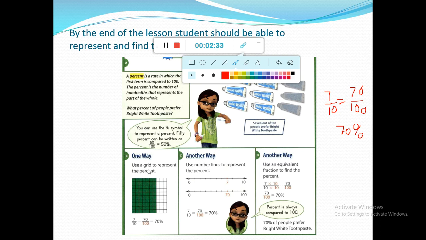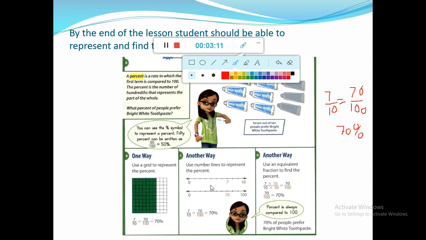The first way, we can use a grid to represent the percent. So they have shaded 7 parts out of 10. When we make it 100 grids, it becomes 70 hundredths. As I mentioned, you can use the percent symbol to represent a percent. 50% can be written as 50 out of 100. It's 50%. So the percent is the number of hundreds. So how many hundreds do we have here? We have 70 hundredths. So the percent will be 70%.